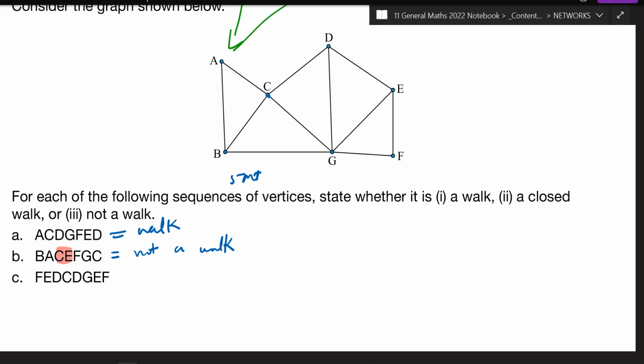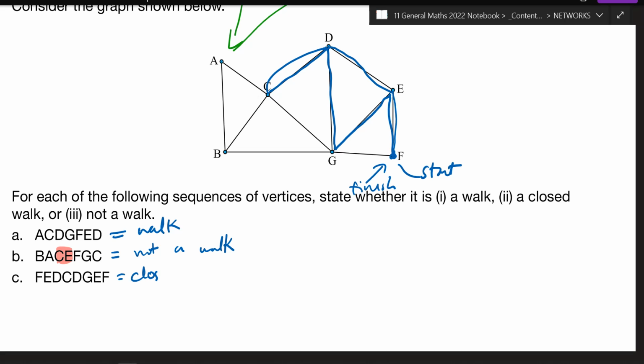Last one. Okay. We're starting at F, so that's a start. So let's follow the instructions. So F to E, E to D, D to C, and then back to D, and then G, and then E, then F. So the start and finish is the same. So what does that mean, guys? What kind of walk is it? It's closed, because the start and finish is the same.